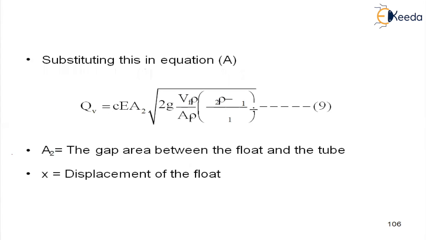Now substituting all these parameters, you get Qv equal to C into E into A2 into square root of 2g by, this is the velocity of the float, this is the area of the float, rho 2 minus rho 1 by rho 1. Now what is this A2? A2 is the gap area between the float and the tube, and X is the displacement from the equilibrium position to some other position. That displacement is X, my dear students.